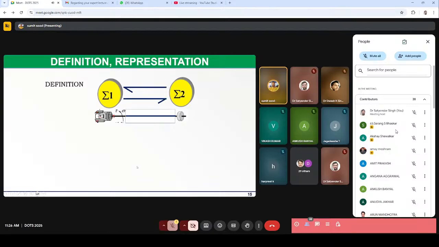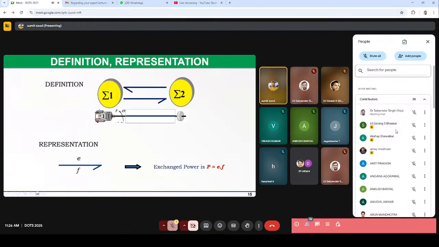So let's start with the definition. What we want to see here is how power between two elements is exchanged. We take a simple example to understand the definition. There is a motor and there is a load. When this motor rotates, the energy or the power is transferred into this rotational load.